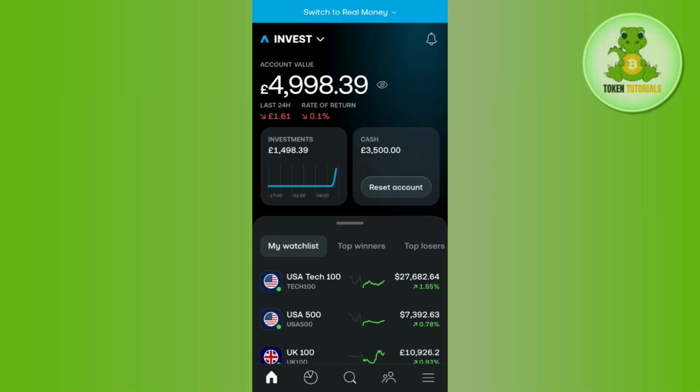Hello everyone, welcome back. In today's video, I'm going to show you exactly how you can transfer from the stocks ISA to cash ISA on Trading 212.